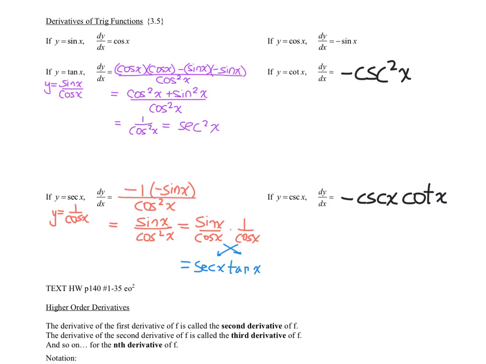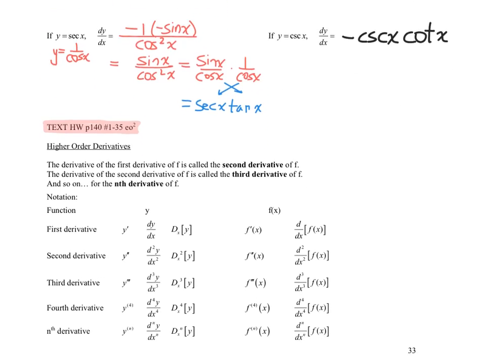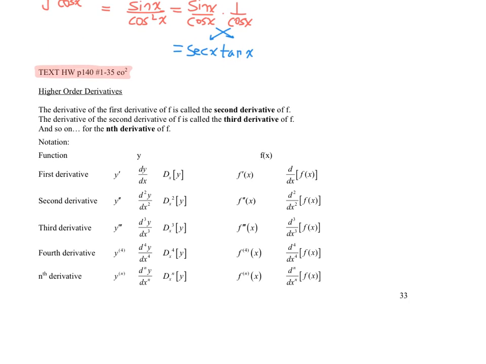All right, so little textbook assignment. So that's page 140, numbers 1 to 35, every other odd. So 1, 5, 9, and so on. So don't do all the odds. Do every other odd.